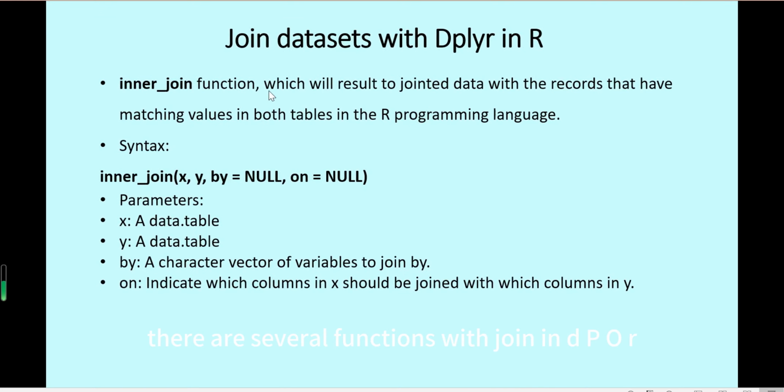There are several join functions in dplyr. The inner join will join data with records that have matching values in both tables, or both data frames in R. In the inner join of X and Y, we can also set a character vector of variables to join by. The "on" argument works a little more complicated, to indicate which columns in X should be joined with which columns in Y.